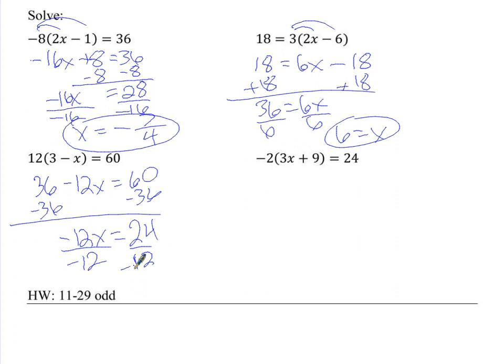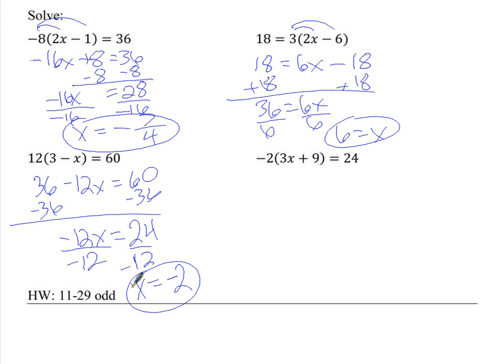Okay, so on the left side we get x equals, this is a positive 24 divided by negative 12. Positive divided by negative is negative 2. And then this is super easy to check, negative 2. We have 3 minus negative 2, which turns into 3 plus 2, which is 5. And then 12 times 5 is 60. So that is the correct answer. All right, somebody else. What do we want to do first?